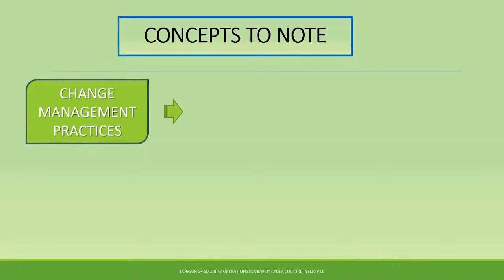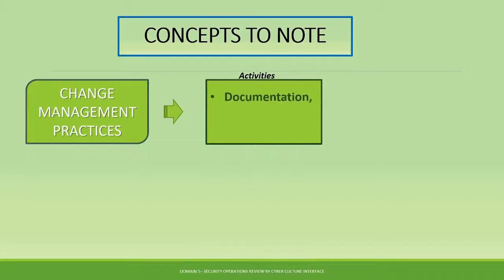So we have change management practices. Activities that happen within these practices include things like documentation, documenting every change, getting approval for the changes, and then rolling back. So if the changes that have been approved are not performing or fulfilling the expectation, there should be a rollback.